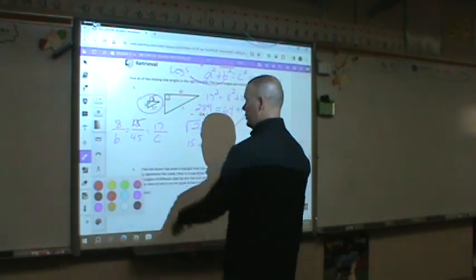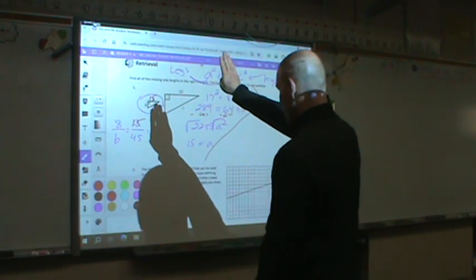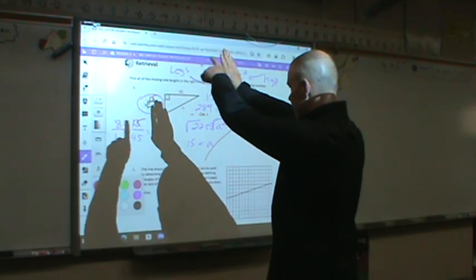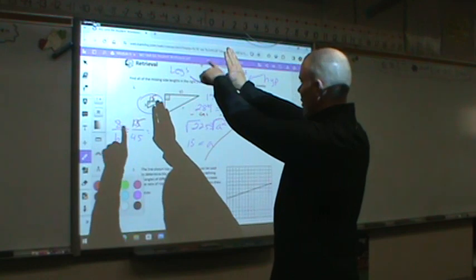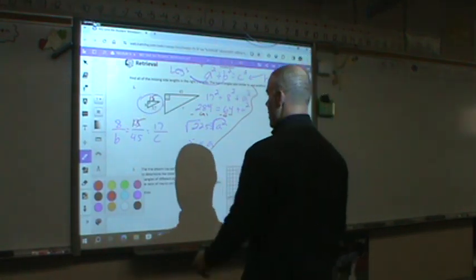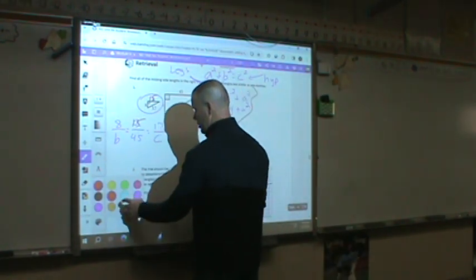Now, so I come over here and I get 15. How do I find these other 2? Well, now, if I cover up this one, I have a proportion where I only have one unknown. But I don't want to work with 15 and 45. Those are big numbers.